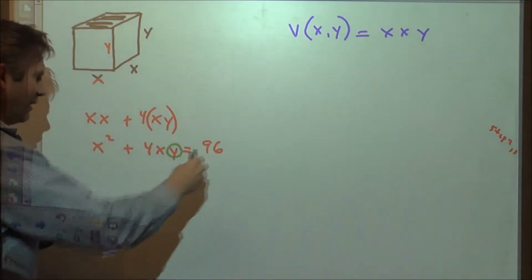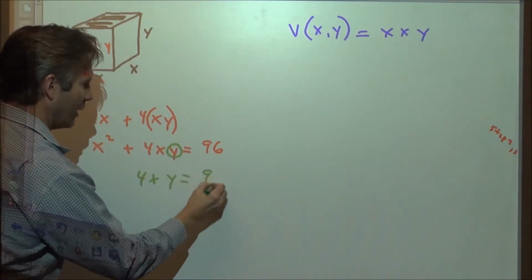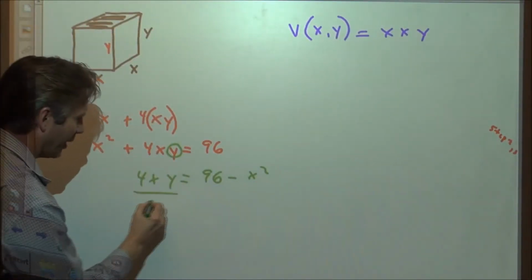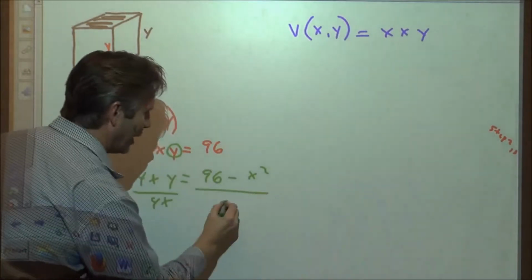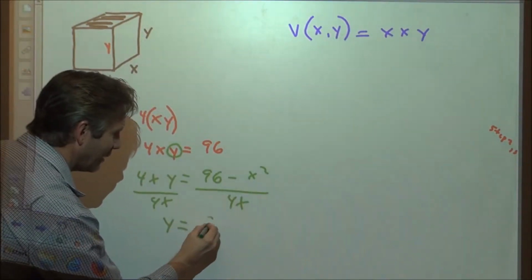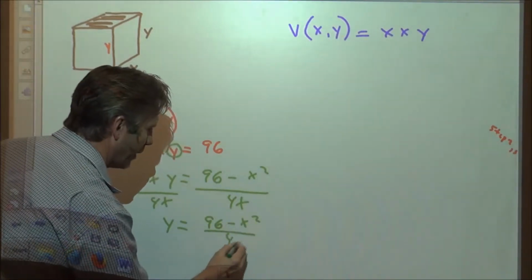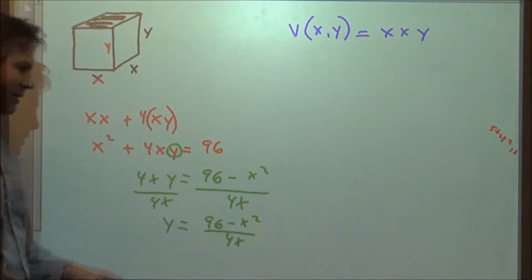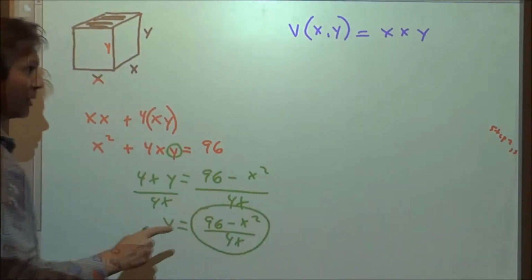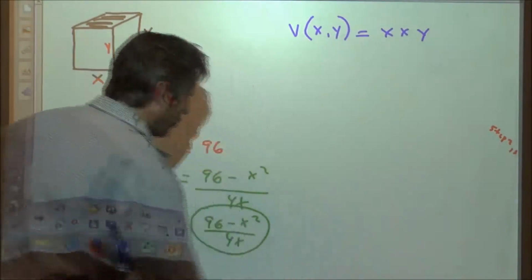So we're going to subtract the X squared. We're going to be left with 4X times Y is equal to 96 minus X squared. We're going to get Y by itself by dividing both sides by 4X. And so Y is equal to 96 minus X squared divided by 4X. And we might as well just leave it like that. A lot of times it's not really worth it to simplify that in algebra, especially as we're about to make the substitution. So we are ready to finish up with step 3.